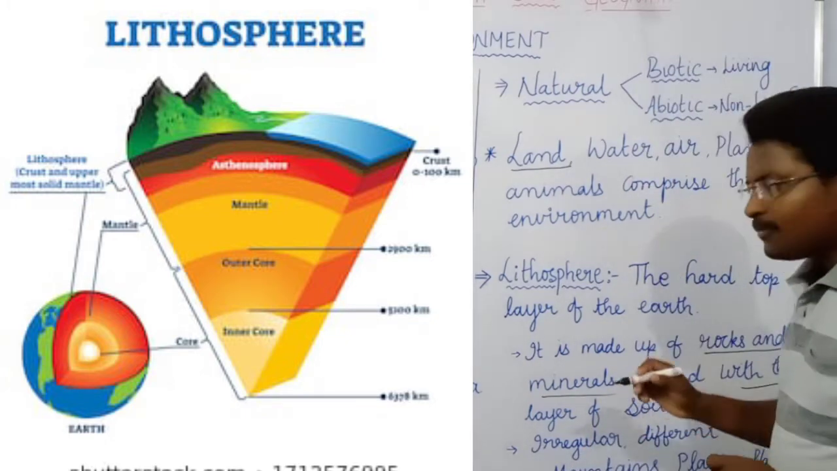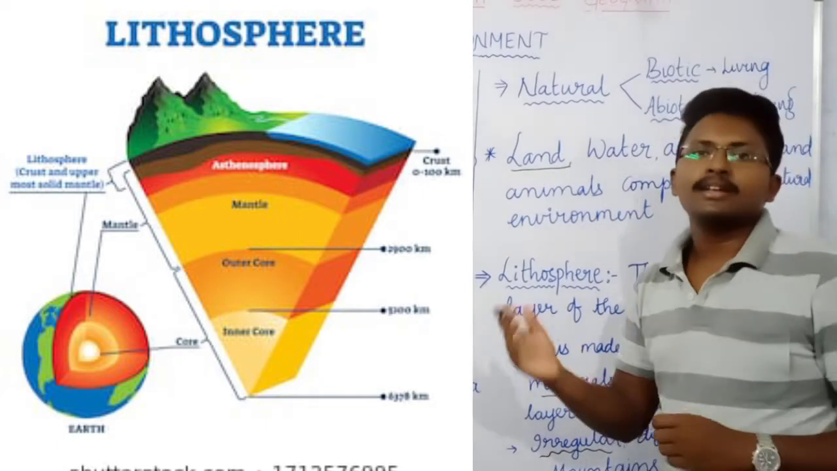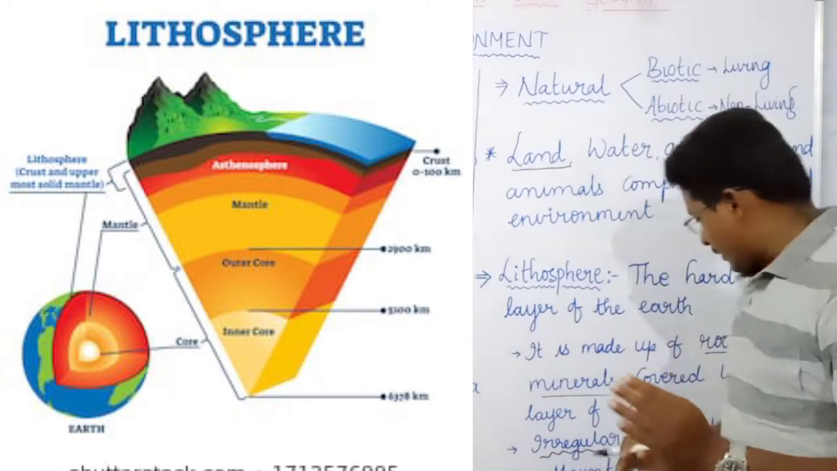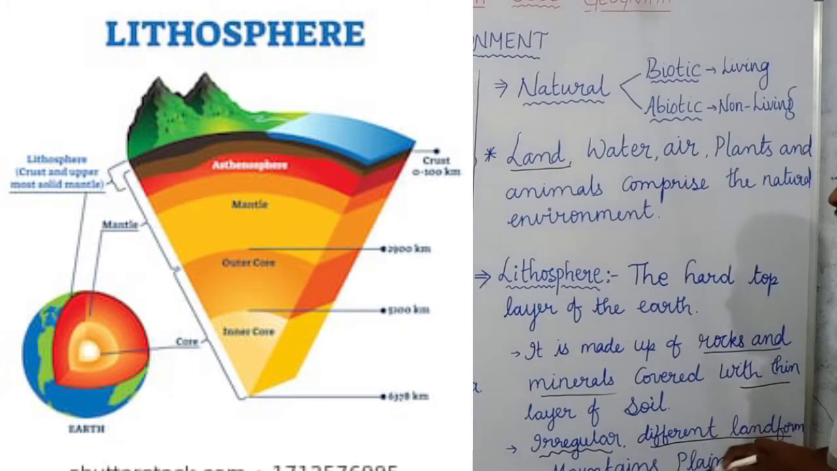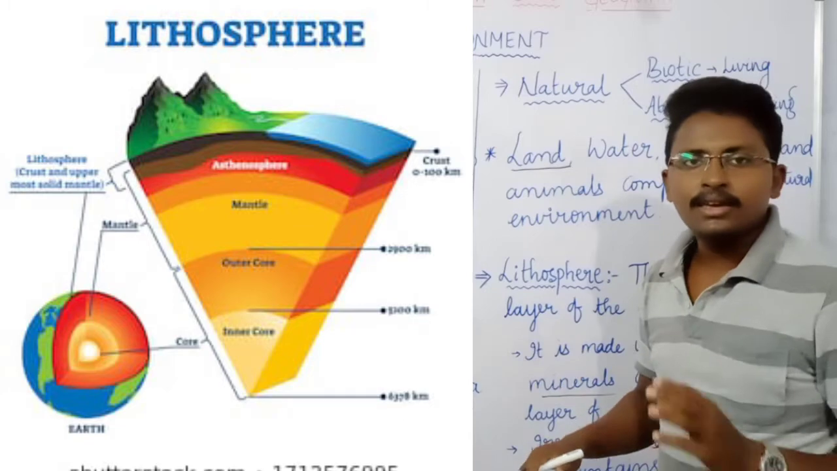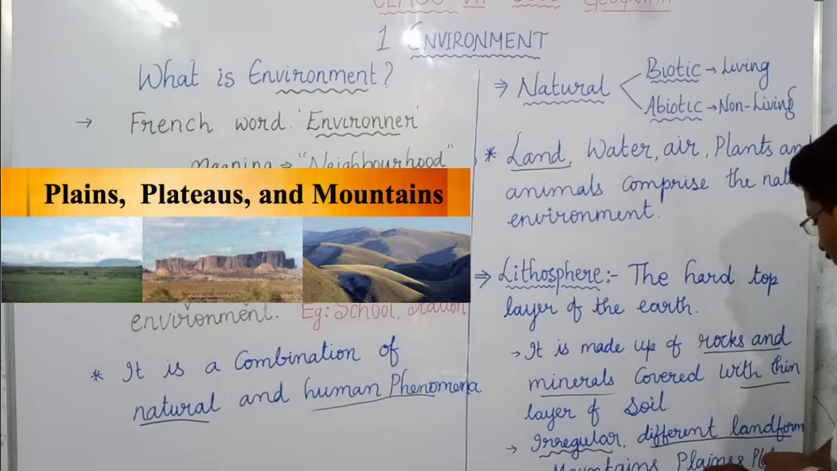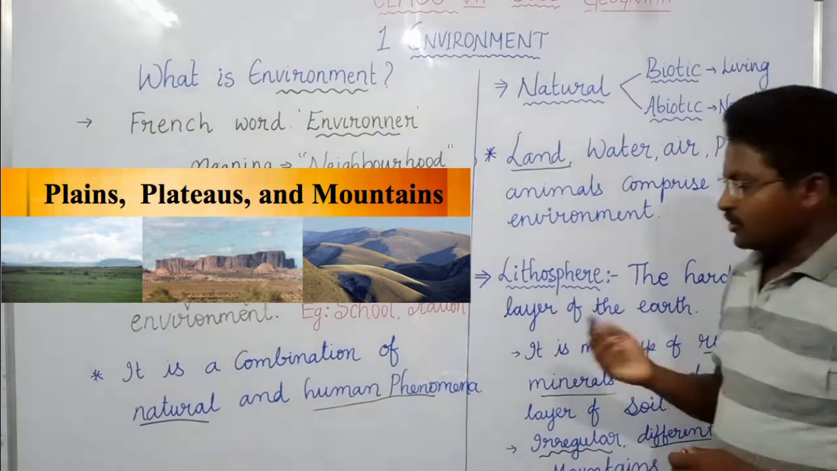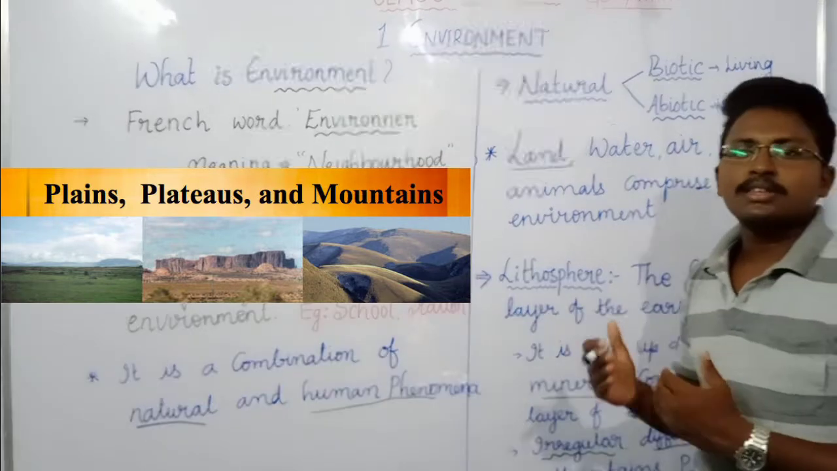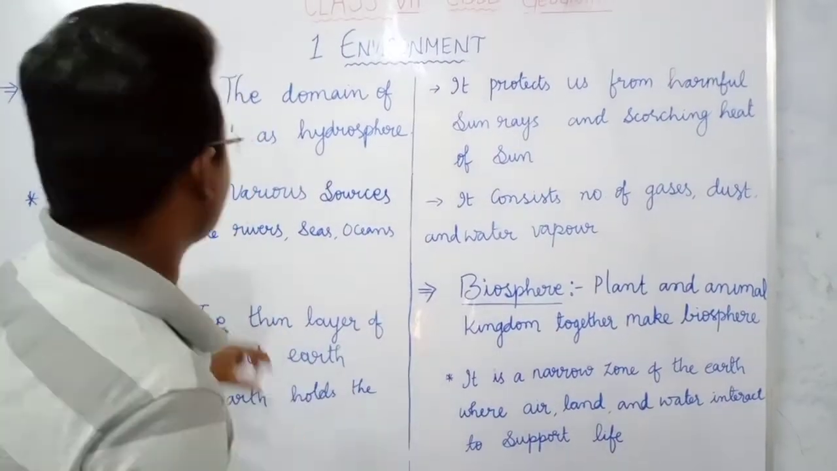Then sometimes this lithosphere can be irregular. That means it is uneven. It can be ups and downs. We cannot say it is entirely plain. And it has different landforms. That means lithosphere is not similar everywhere. You can see different things on this lithosphere. You can see mountains, plains, plateaus. You know what are these mountains, plains, plateaus. I think in your 6th class you might have learned about this.